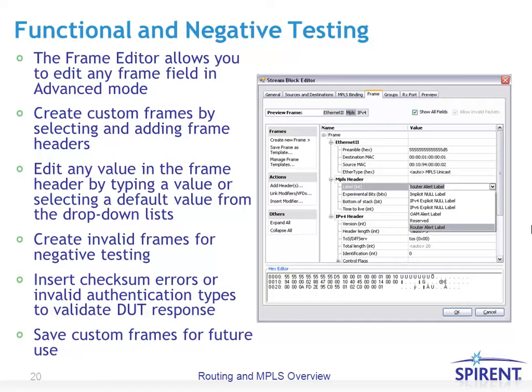Spirent TestCenter also supports functional and negative testing via a frame editor as a raw stream block. So you can create a stream block and then you have access to all the parameters at the various layers and be able to create custom frames by adding headers. Let's say you want to simulate an OSPF LSA, but you want to modify some fields in there to make them invalid to see how the device behaves under that situation. You want to create invalid frames, insert checksum errors. You could also save these custom frames and use them at various points in your test.